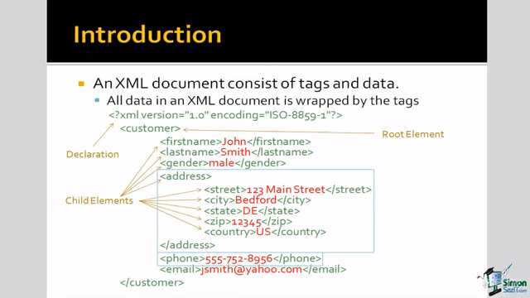The next line is the customer tag. And notice the structure of the tag. The less than sign, a name, an identifier, and the greater than sign. This constitutes a tag. And in this case, the customer is our root element. It is the element that contains all other elements in the document.